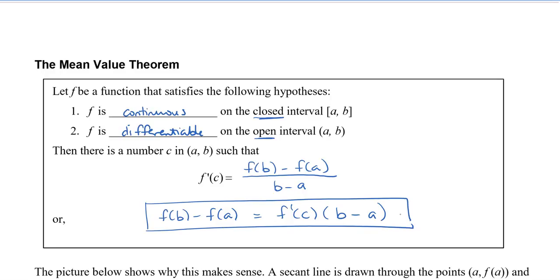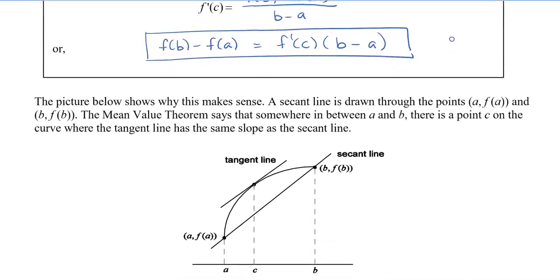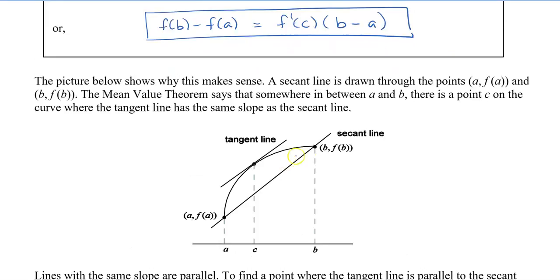All right, so the picture below shows why this makes sense. We have a secant line, which I've drawn from a to b, and the mean value theorem says that somewhere in between a and b, there's going to be a point c in the middle here, where the tangent line is the same slope as the secant line. So lines with the same slope are parallel.